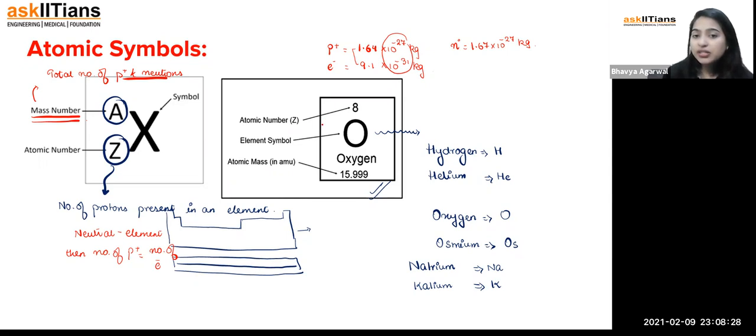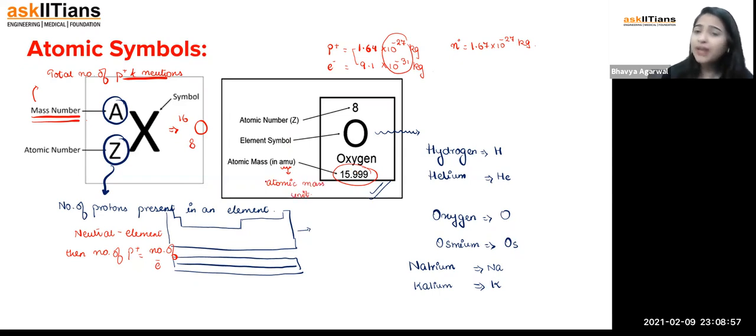So if you see here, in this very case, how will I represent oxygen then? Below I'll write 8 and over I'll write 16. 15.9999 is 16. And what is AMU? AMU represents atomic mass unit. It's a very specific unit.